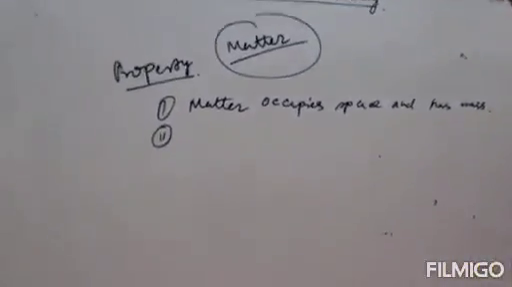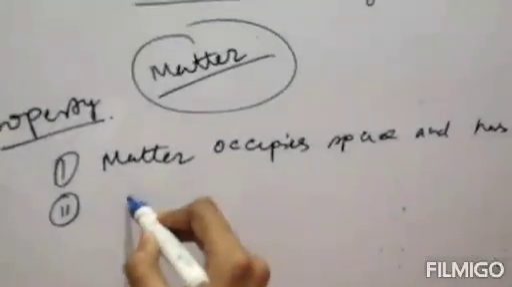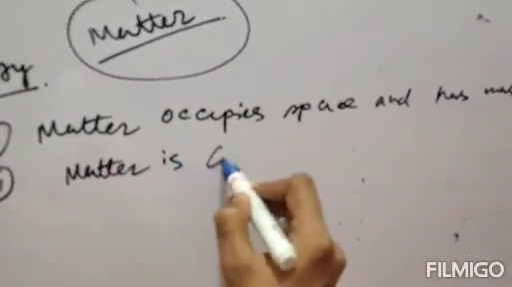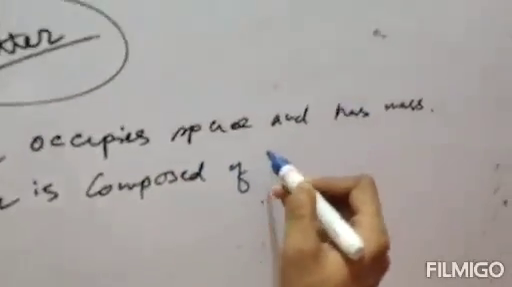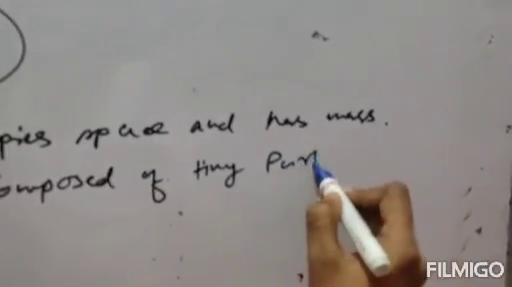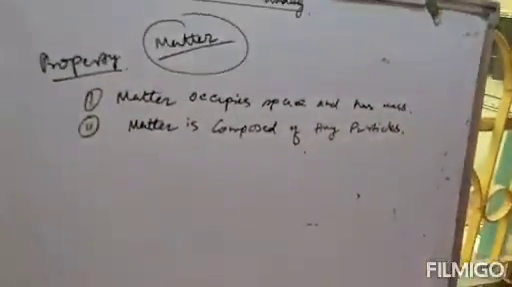There are many tiny particles in matters. Clear? So next, number two property, matter is composed of tiny particles. Clear? Matter is composed of tiny particles.